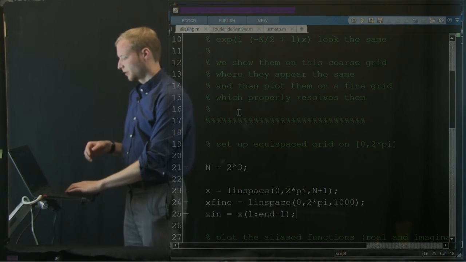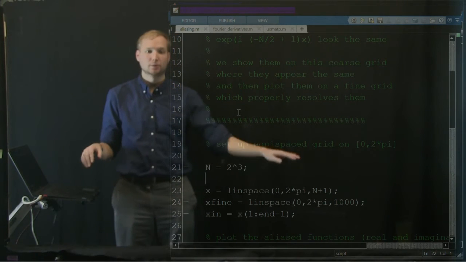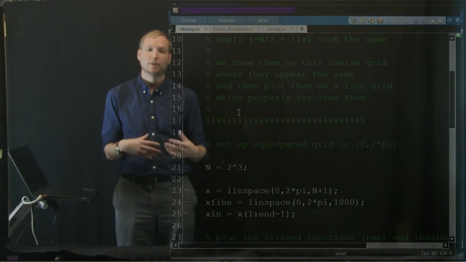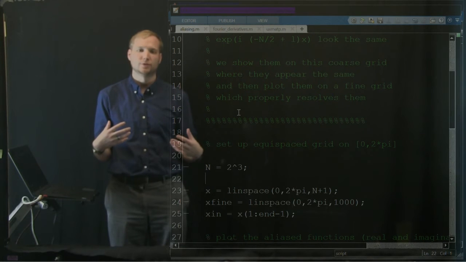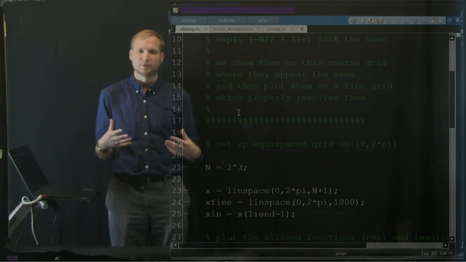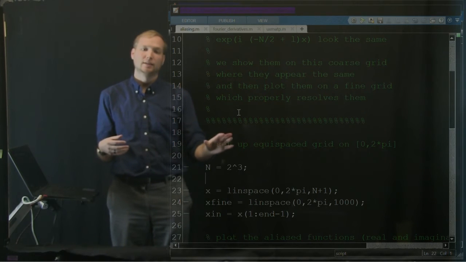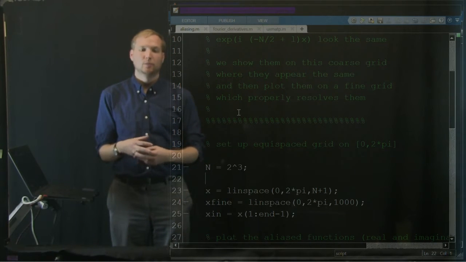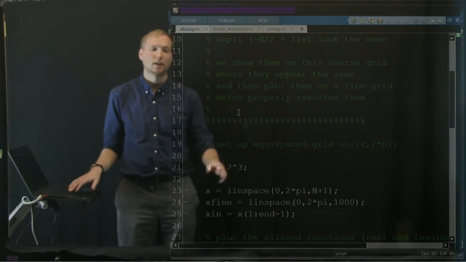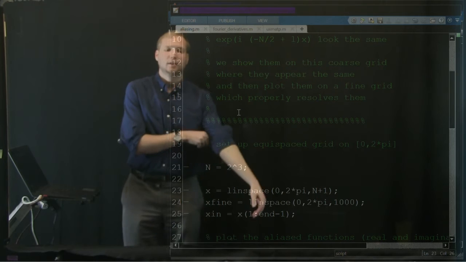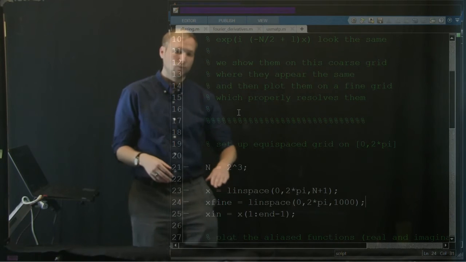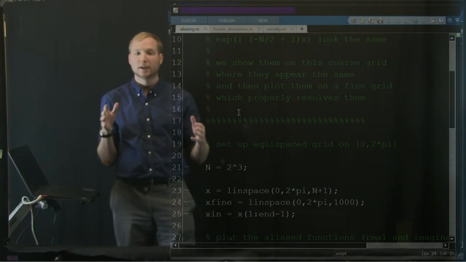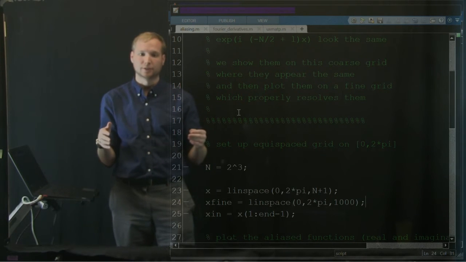Okay. So here I'm going to set up an equispaced grid on 0 to 2 pi with n points. Here we're choosing n as a power of 2, which is something you always want to do when you're using the FFT and your problem doesn't restrict you to do something else. So we're setting n equals 8 here, and we're going to set up our grid of equispaced points, x, from 0 to 2 pi, and then we're also going to set up a fine grid of 1,000 points so we can actually get an idea of what these functions truly look like, because as we said, they're indistinguishable on the coarse grid.